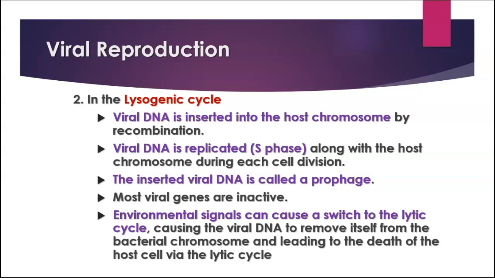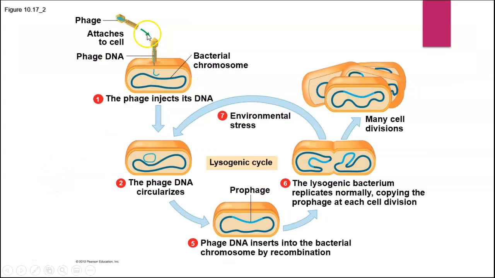At some point, environmental signals can basically turn on a switch to the lytic cycle, causing the viral DNA to remove itself from the chromosome and lead to the death of the cell via the lytic cycle, like we see here. So in this case, after the phage DNA injects, it inserts into the bacterial chromosome by recombination, and then it gets copied every time you have a new cell, and then it can go into the lytic phase depending on the environmental conditions at the time.